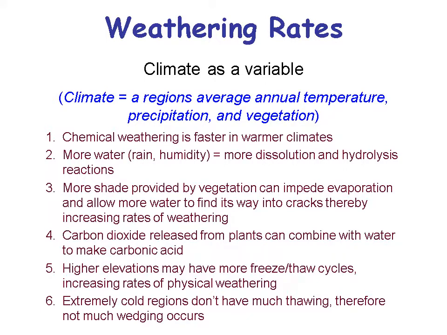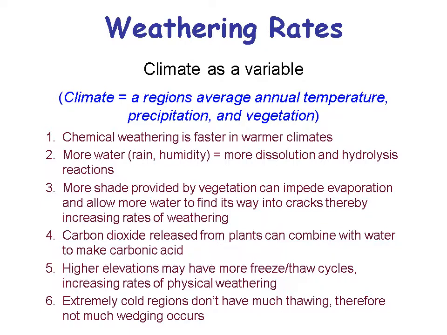Chemical weathering is faster in warmer climates. So if you go down to the tropics, you're going to get chemical weathering affecting things more than in the northern climates. Physical weathering affects more things in the northern climates because of the freezing and thawing.